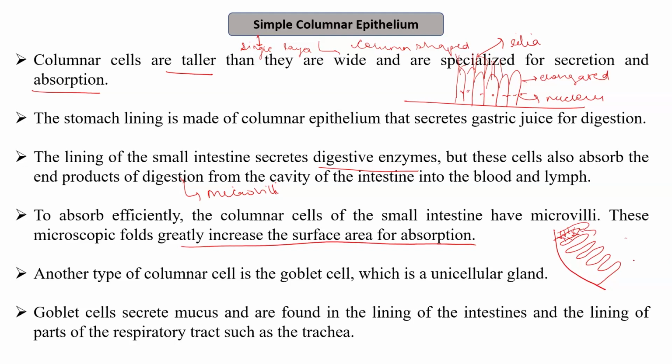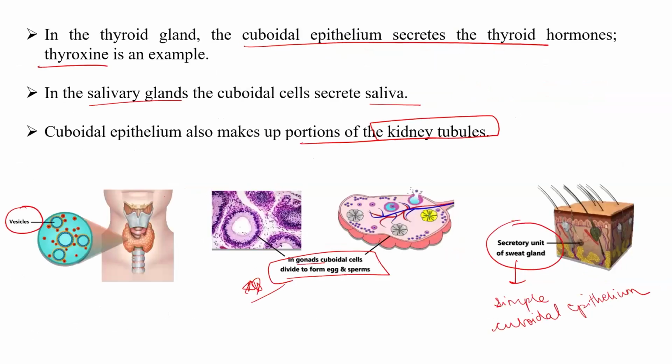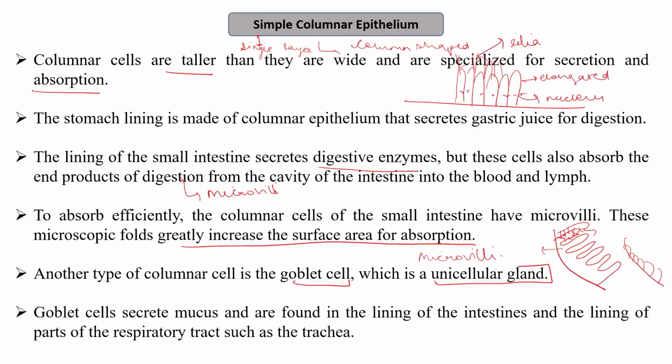If instead of this, it will be like this, the surface area will be reduced for the absorption of food. But the microvilli-like structure facilitates the higher absorption of the food. Another type of columnar cell is the goblet cell, which is again a unicellular gland. So glands can be a modification of simple columnar or simple cuboidal, as I mentioned in this case.